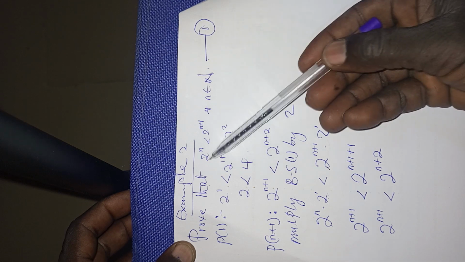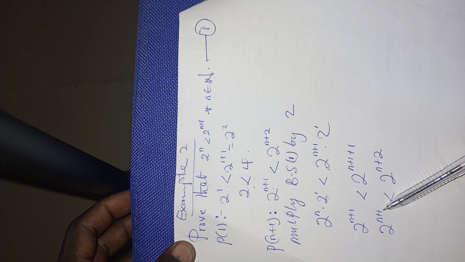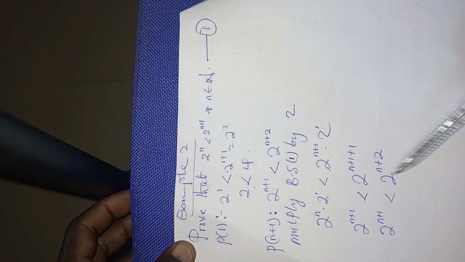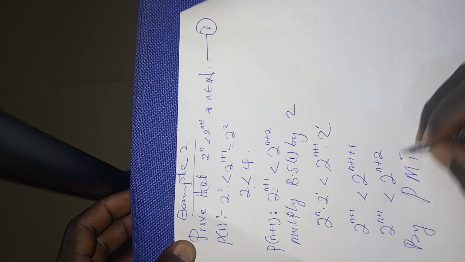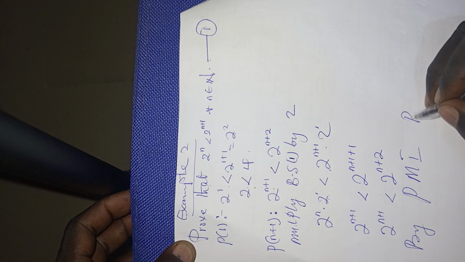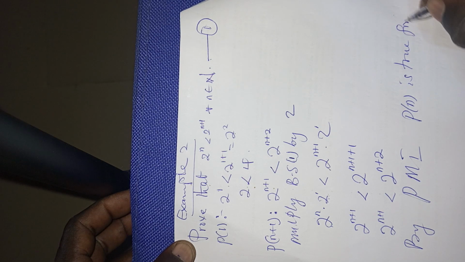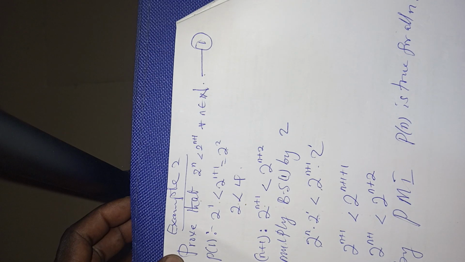So we see we started with 2 raised to the power of n less than 2 raised to the power of n plus 1. So when n is equal to n plus 1, we have 2 raised to the power of n plus 1, and n is n plus 1 to 2 raised to the power of n plus 1 plus 1. So we have 2 raised to the power of n plus 2. And by the principle of mathematical induction, we see that P of n is true for all natural numbers n. In fact, this is the proof.